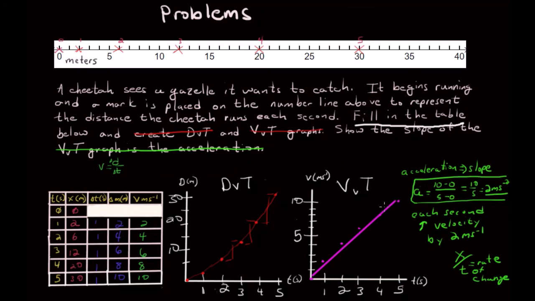Okay, so next time we talk about acceleration, we will tie that all back into all of this, and we'll see more examples of things like this, of DVT and VVT. Next time we'll talk about acceleration and AVT, acceleration versus time graphs, and work everything back and forth between all these graphs.